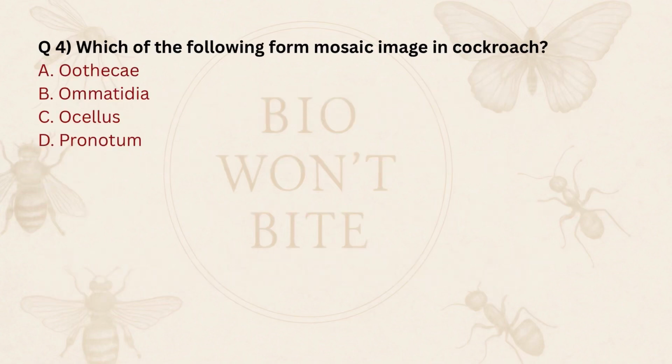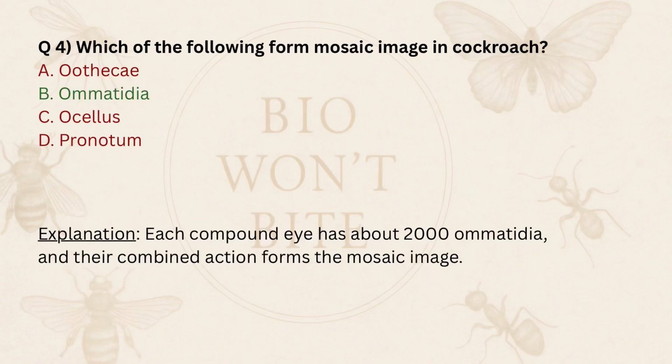Question number 4. Which of the following form mosaic image in cockroach? The correct answer is option B, ommatidia. Each compound eye has nearly 2000 ommatidia. When these ommatidia work together, they form a complete mosaic image, which is how the cockroach views the world.